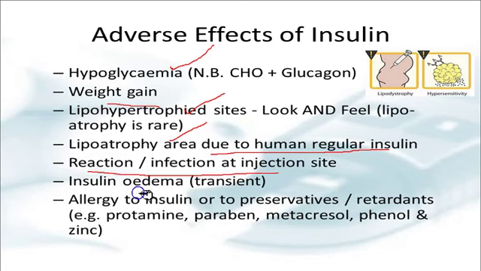You also get what we call insulin edema, or swelling at the site of the injection, which tends to be transient and tends to go away. You can also get insulin edema in other parts of the body as well. And combining insulin with a drug that we'll describe later on, called pioglitazone, will lead to a generalized edema as well. There can also be an allergy to the preservatives in the insulin, such as protamine, parabens, metacresol, zinc, etc., when we're talking about lente insulin, for example.